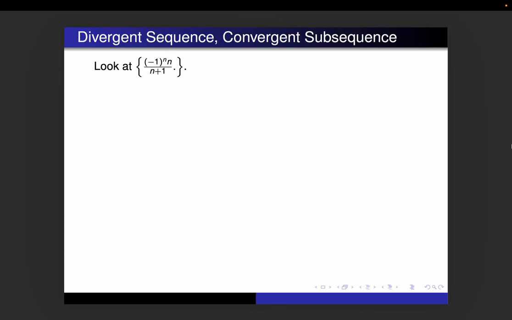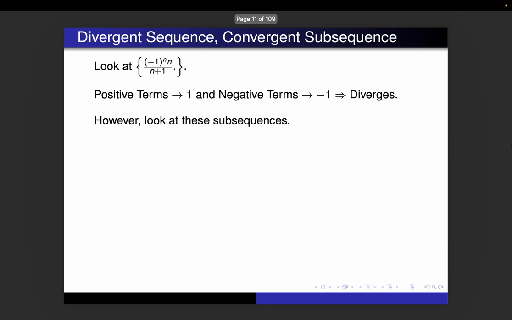So look at the sequence, what is it? (-1)^n times n over n plus 1. If you look at the positive terms, they all go to 1. The negative terms all go to -1, which indicates that the sequence diverges, but it does have some convergent subsequences.